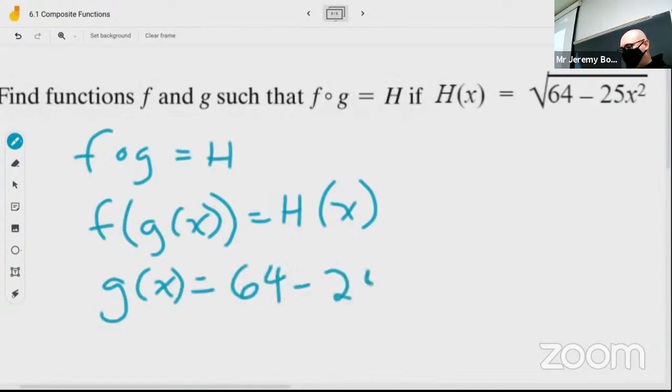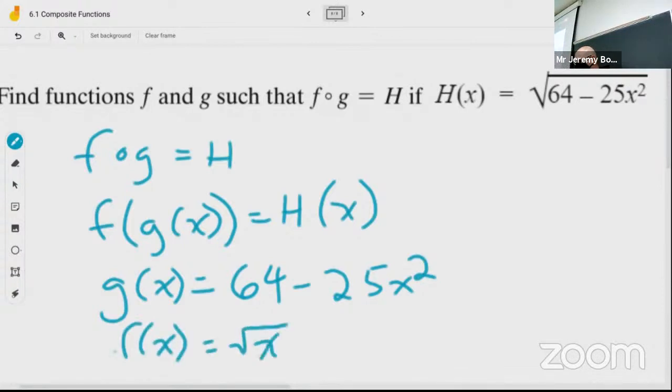64 minus 25x squared. That'll work, right? And so if you choose that as your inner function, what's going to be the outer function? What's going to be f of x? The square root of x. Perfect. That'll work. There we go. Any questions on that?